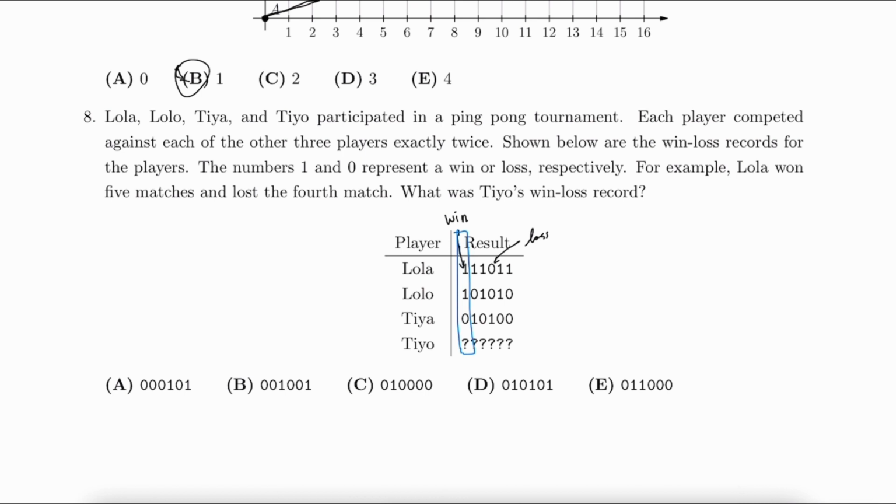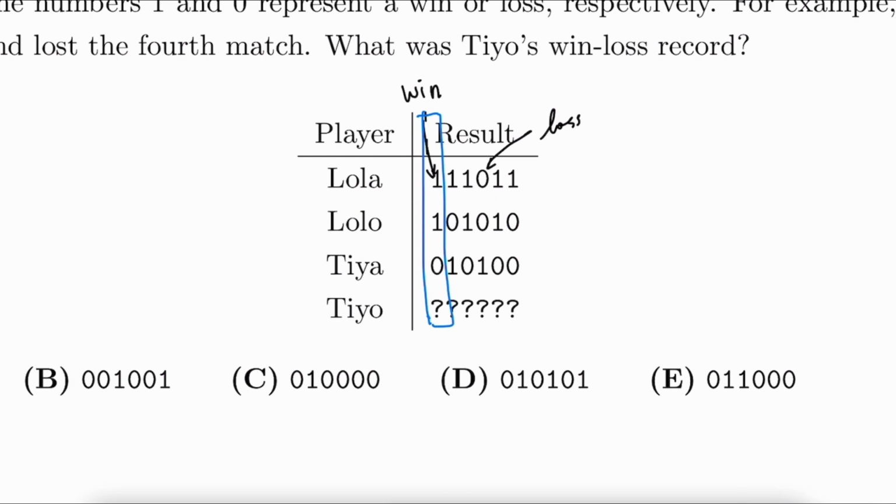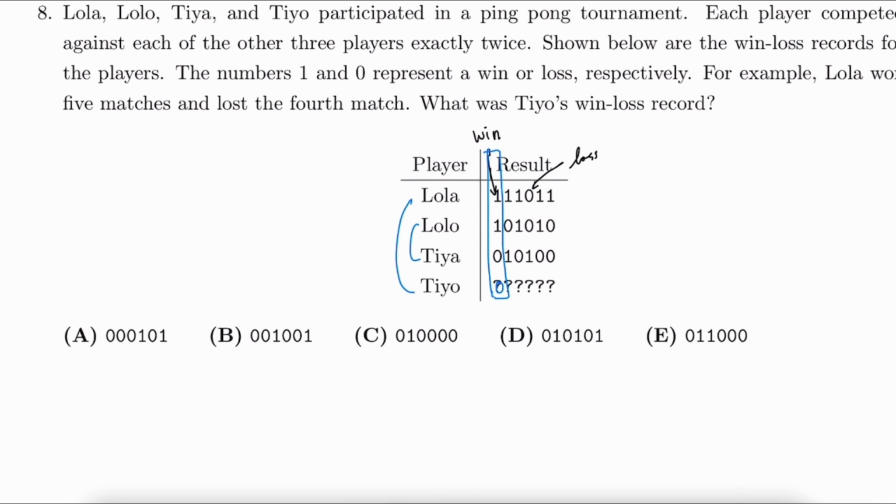And if we just look at the first column, 110 something, this means that Lola, let's say Lola fought against Tia, then in this circumstance, Lola has to fight against Tio, and because Lola won, Tio has to lose. The same happens if Lola fought against Tio and Lola fought against Tia. Tio has to be 0. So the number of 1s and the number of 0s in each column is going to stay the same.